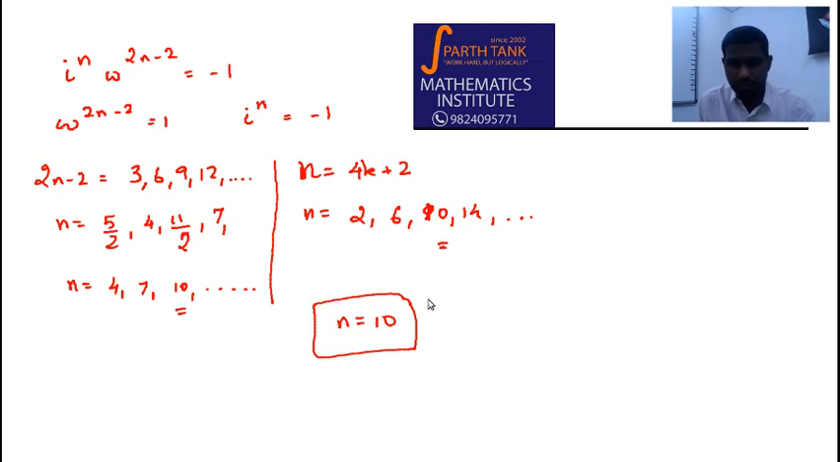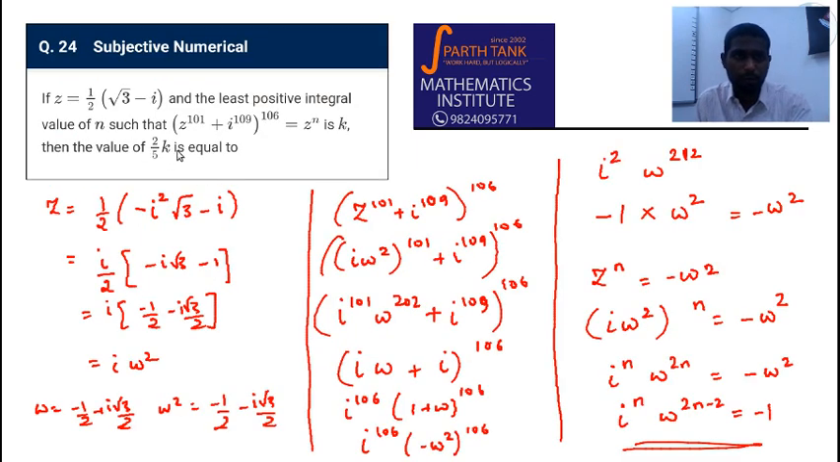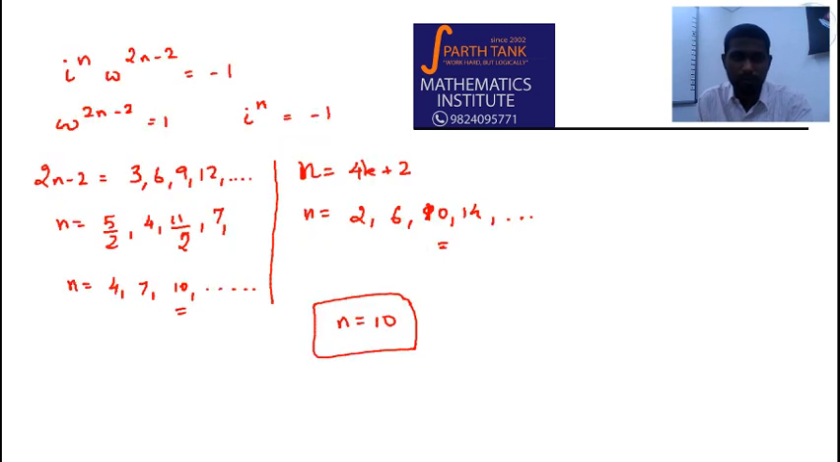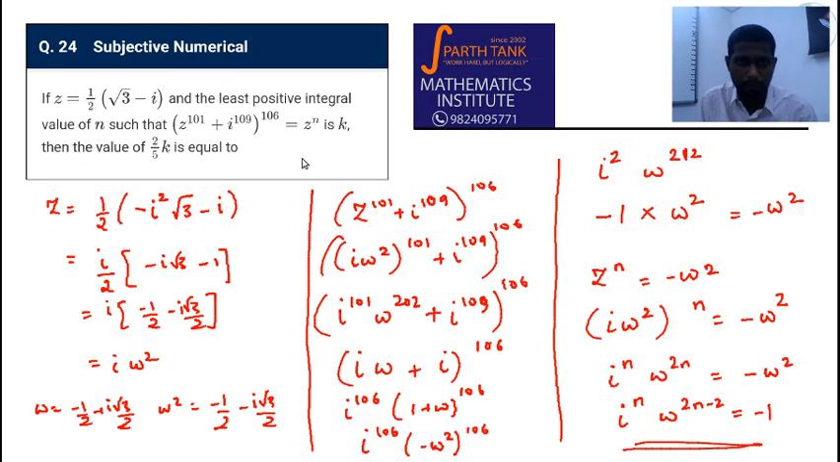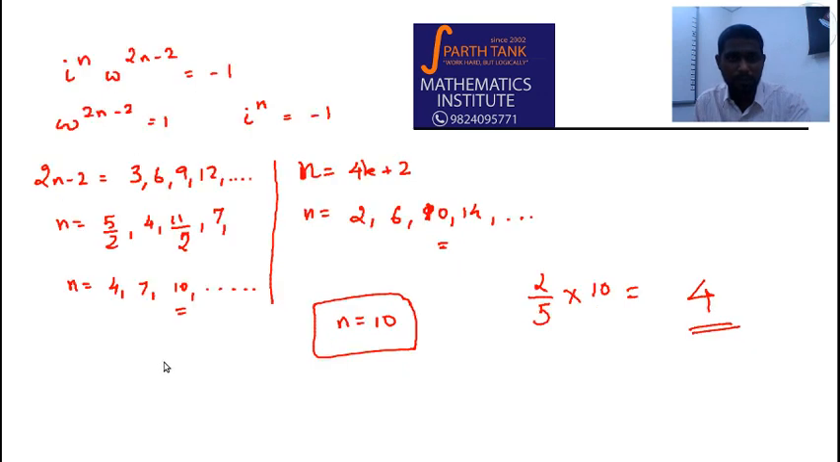So if n is 10, then they have asked us 2 by 5 of n, because n is k they said. So 2 by 5 of n would be 4. So the answer is 4, plain number 4. Very simple, but identifying this i omega square is key.